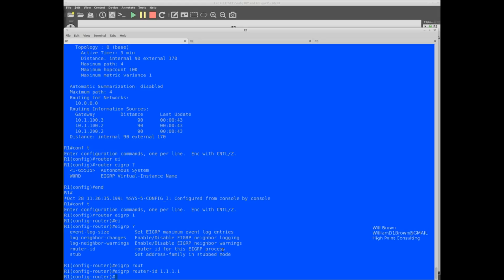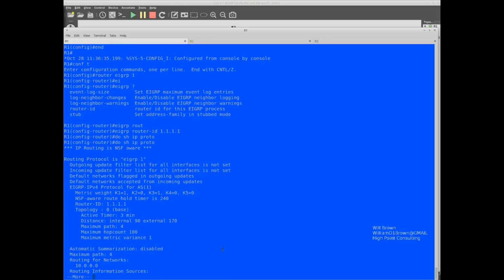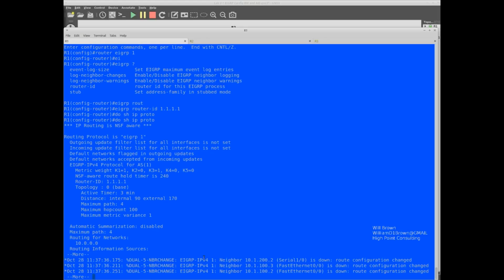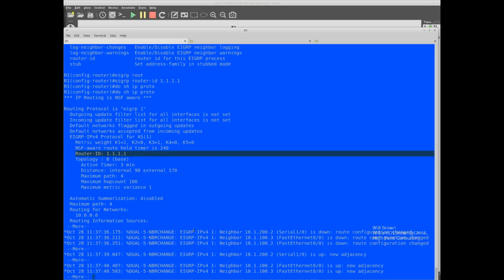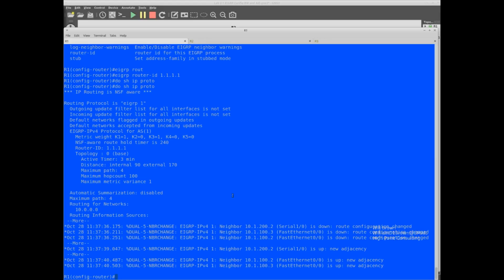Notice nothing happened right away. If I do show IP protocols, the router ID 1.1.1.1 has changed. It did come down and the adjacencies did come back up. So this is definitely an action to take care of early in the configuration process, or if it's a change that needs to be made, do it during scheduled maintenance outages where production activity is not impacted by it.